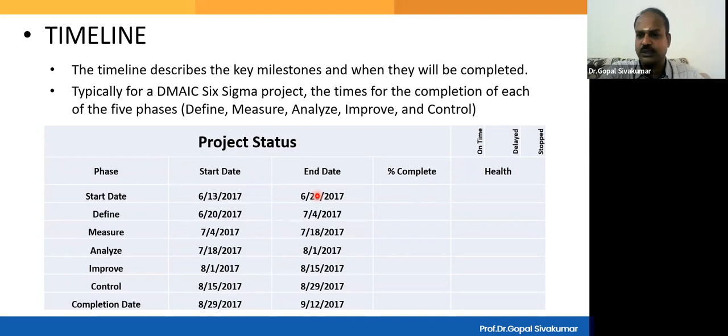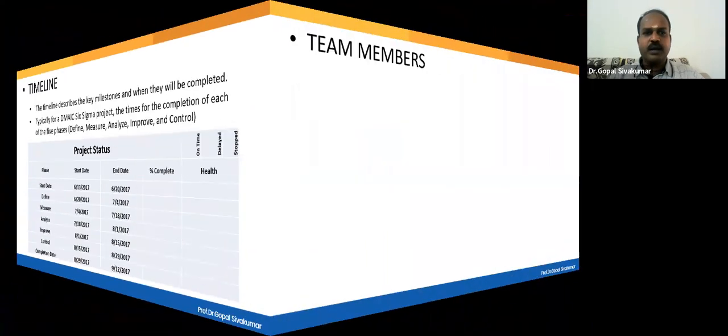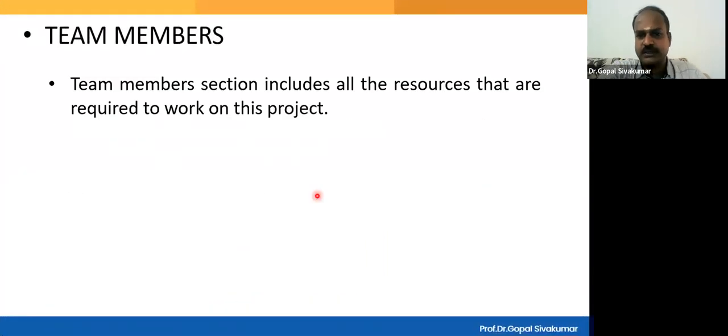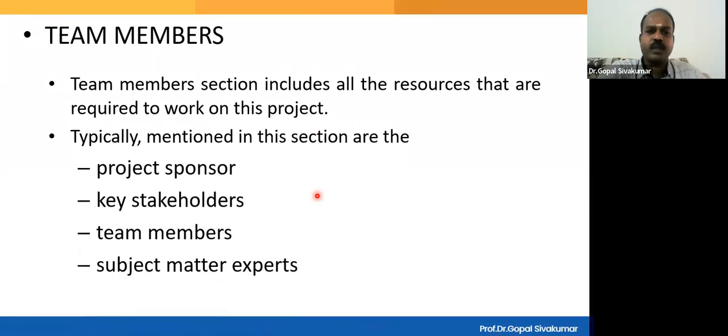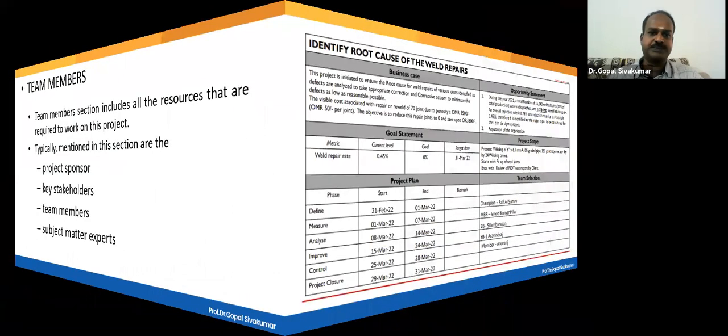Percentage completion is also written. And then the current status is written in the form of a with the heading health. And then project team members. Team members section should include all the resources that are required to work on the project. Typically mentioned in the team member section are project sponsor, name should be indicated, key stakeholders should be defined, and project team members, project leader, and then subject matter experts should be indicated in the team members.